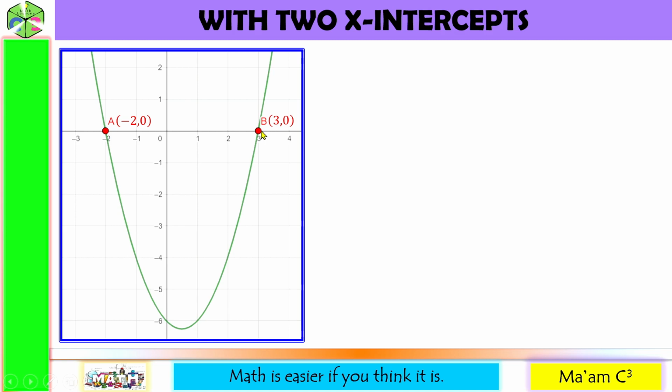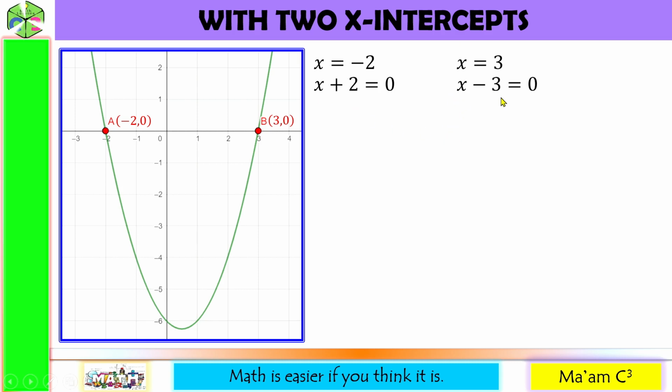If this is the case, the first thing that I'm going to do is to determine my x values. From this point, point A, my x is equal to -2. I'm going to equate this to 0, so I'm going to move -2 on this side. This will become x plus 2 is equal to 0. From this point, my x is equal to 3. I'm going to do the same thing. I'll move this on this side, so x minus 3 is equal to 0.